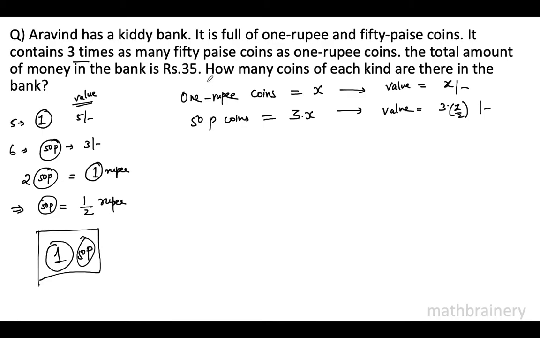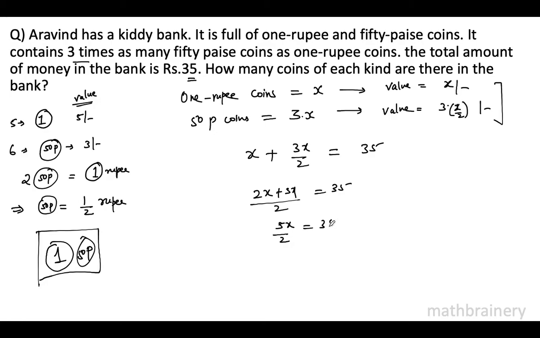Now what is given? The total amount of money is 35 rupees. That means sum of these two is 35. x rupees plus this 3x by 2 rupees is equal to 35. Let's simplify now. This you get 2x plus 3x by 2 is equal to 35. 5x by 2 is equal to 35. What does this imply? x is equal to 35 into 2 by 5. 5 7s are 35, 7 times 2 is 14. So the value of x is 14.